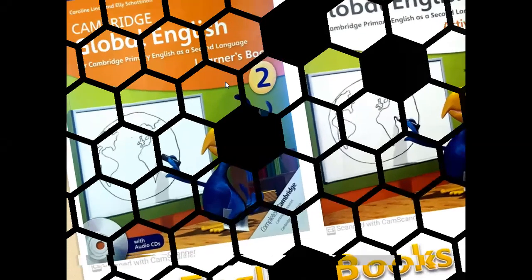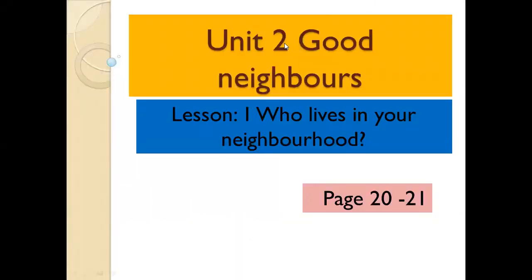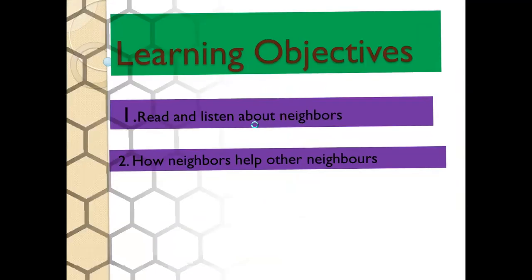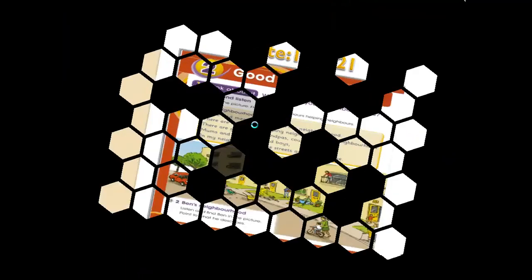Open lesson 1, then unit 2. The name of unit 2 is Good Neighbors, and lesson 1 is Who lives in your neighborhood? Page number 20 and 21. Learning objectives: in this lesson, we are going to read and listen about neighbors, how neighbors help other neighbors. We are going to study different pictures and talk about the family tree as well.